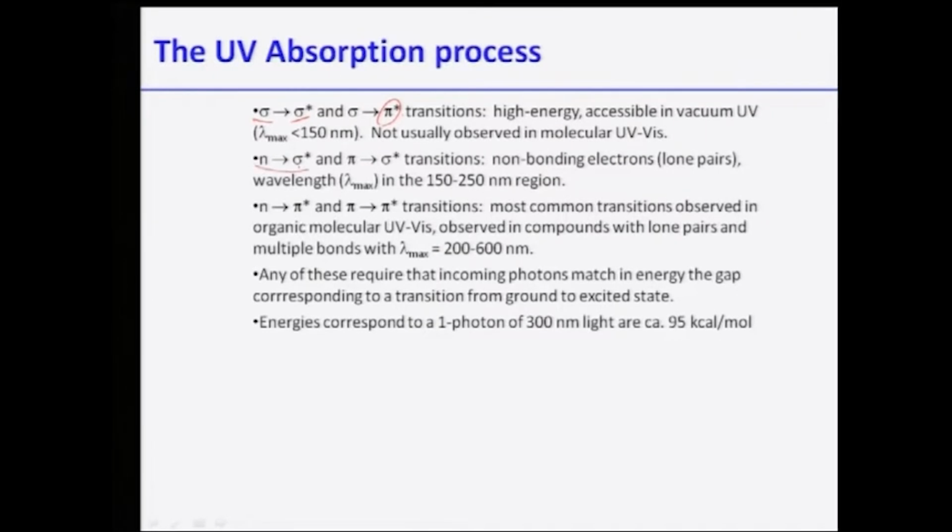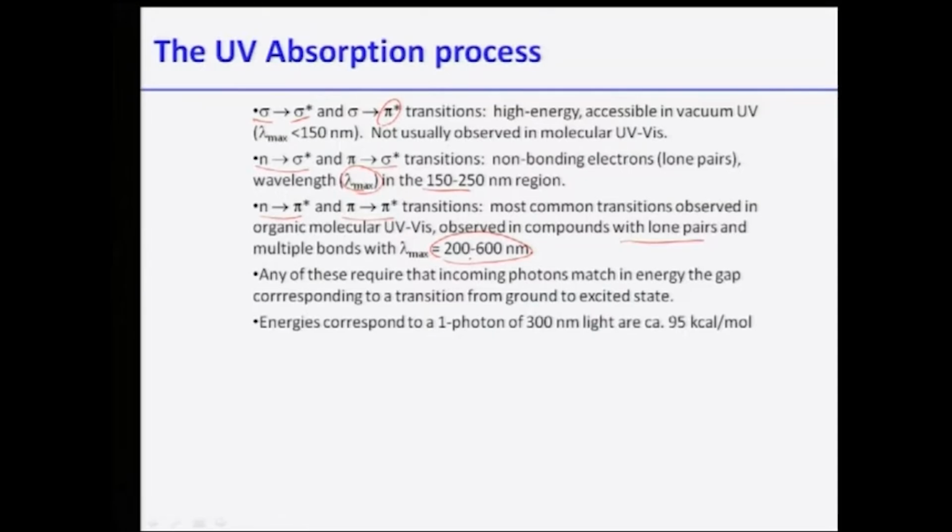On the other hand, n to sigma star, we will discuss n, sigma and pi in detail in a moment, or pi to sigma star transitions, involve non-bonding electrons, that is lone pair electrons. Normally the wavelengths where this absorption is maximum fall in the 150 to 250 nanometer region. Or you can have n to pi star or pi to pi star transitions, most commonly observed in organic molecules. They are observed with lone pairs and multiple bonds, normally at slightly higher wavelengths, 200 to 600 nanometers.